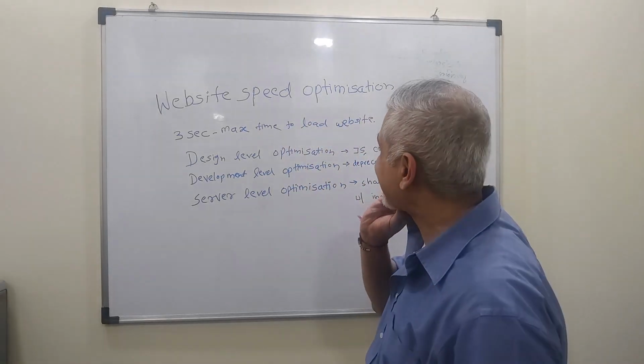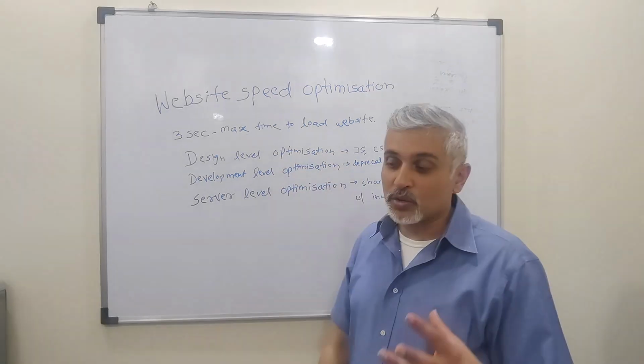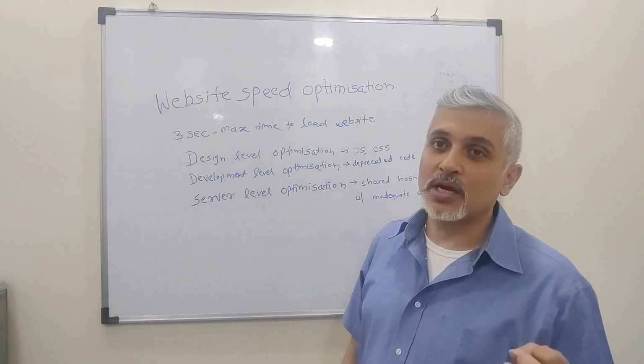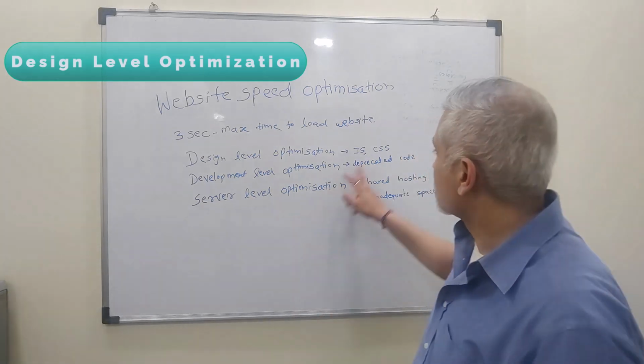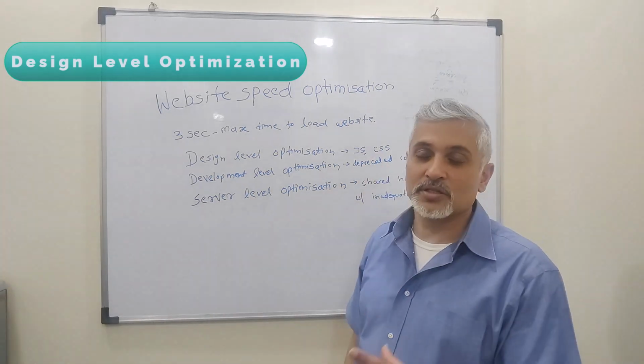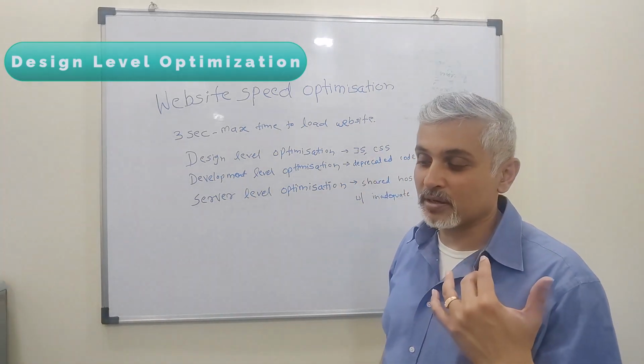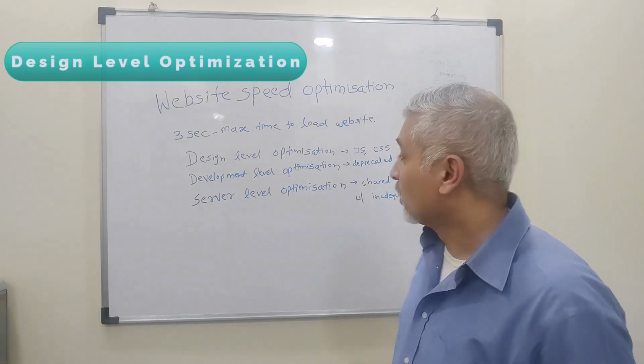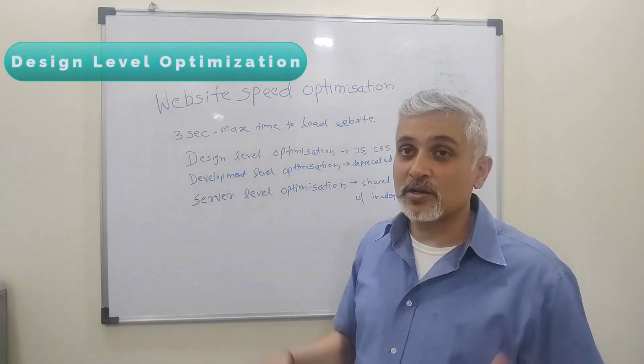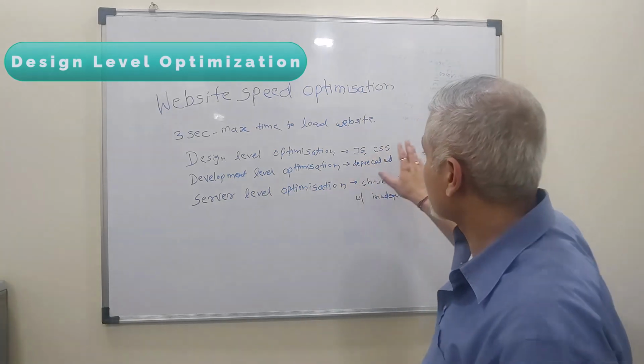Number one is design level optimization. You need to have as little JavaScript as possible. Your CSS, that's your cascading style sheets, has to be as minimal as possible. But most importantly, your images, right? Your images have to be optimized. I forgot to write that here.